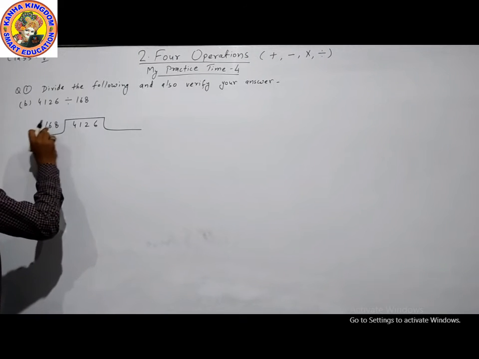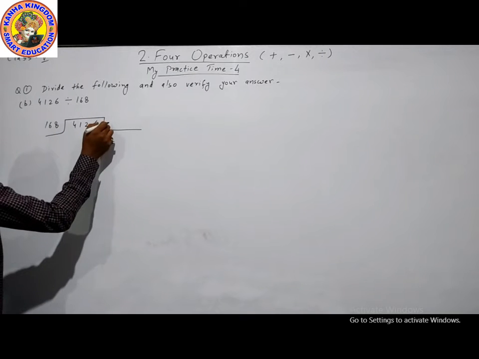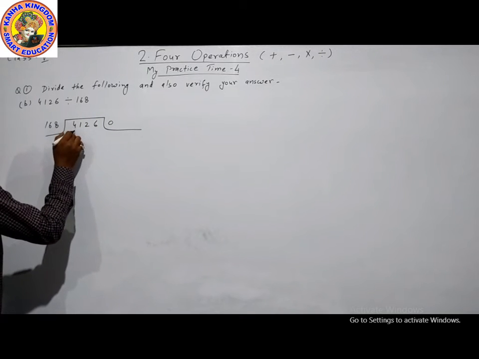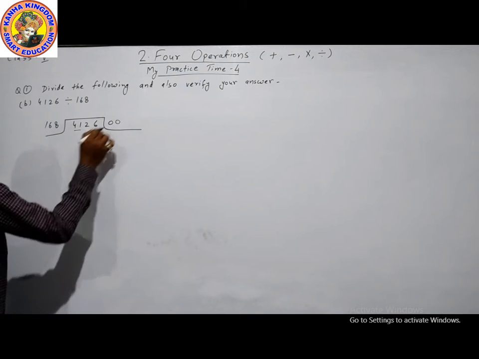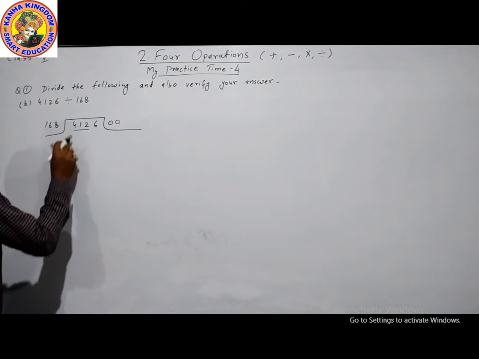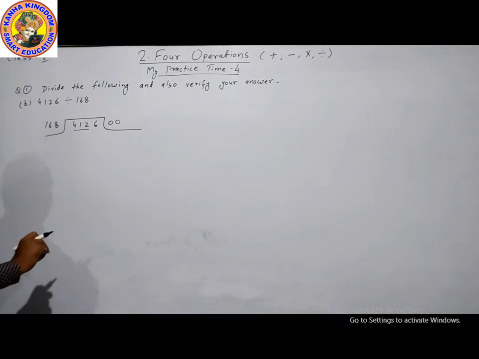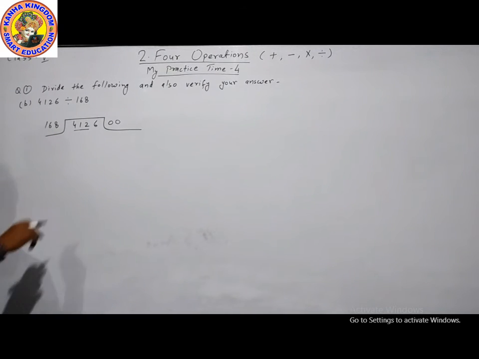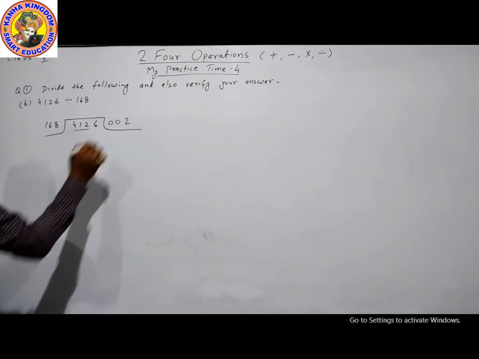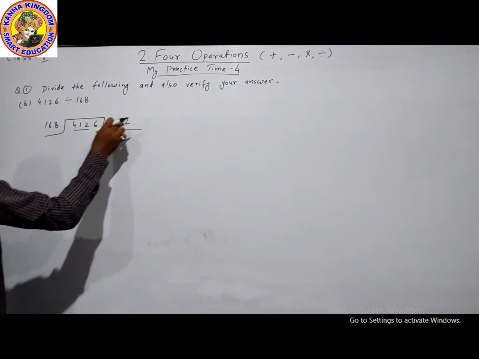Here is 4, cannot divide. Now taking 41, which is less, cannot divide. Now taking 412. Here is 168, here is 412, so we can divide. We will divide 2 times.